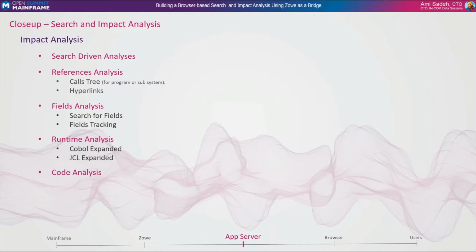Code analysis is another type of analysis that is enabled by the application server as information is being loaded. One type of that analysis is the control flow, and the control flow is a visualization of a program structure. So someone who just joined the company, or really anyone, can look at the structure of, let's say, a very complex COBOL program and gain a much better understanding of it.